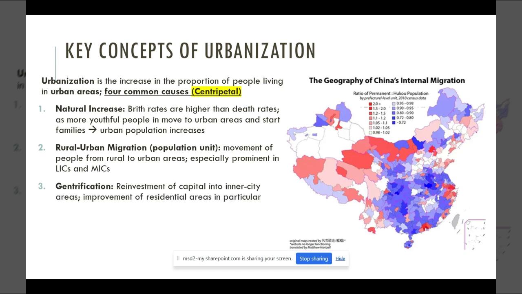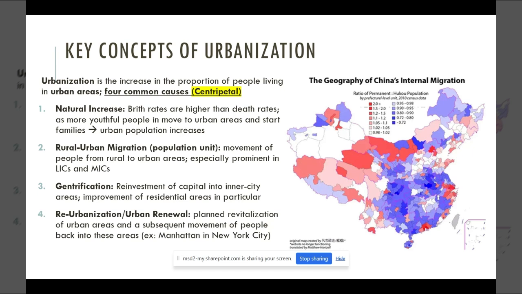Gentrification is reinvestment of capital into inner city areas, usually with improvement of residential areas in particular. That's a centripetal thing that's going to bring people, particularly high income, wealthier people, into an urban area. And then reurbanization or urban renewal is where you have an actual planned revitalization. Gentrification can be a little spontaneous, and then it kind of happens over time. Reurbanization, urban renewal, is a planned idea for something.